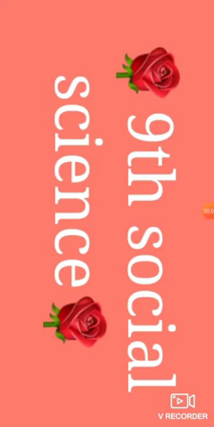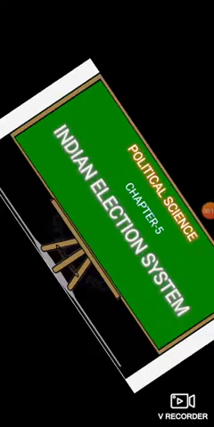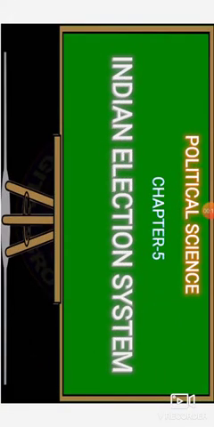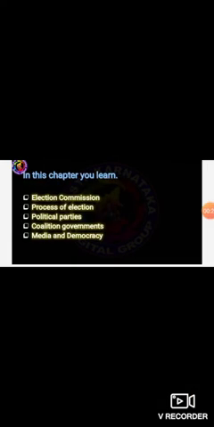Let me start ninth standard social science, political science part, chapter 5, the Indian election system. In this chapter we are going to study the Indian election system. The main topics are the Election Commission of India, the process of election, the political parties, coalition governments, media, and democracy. These are all the points we have to see in this chapter. Okay, let me start one by one.